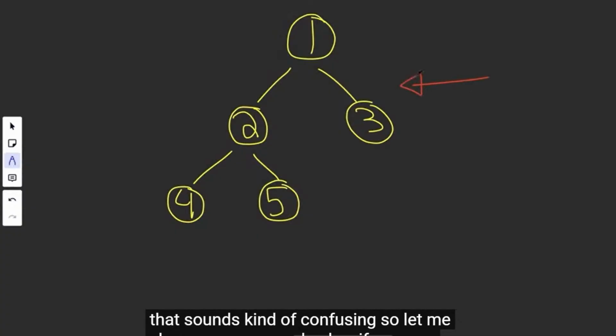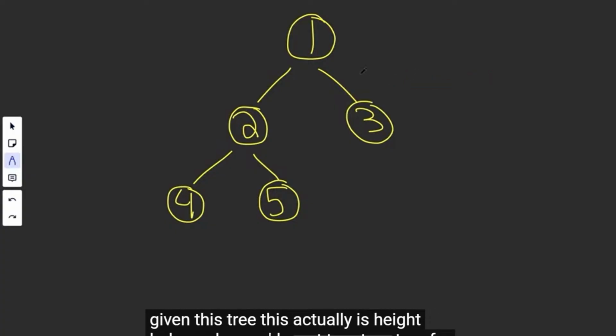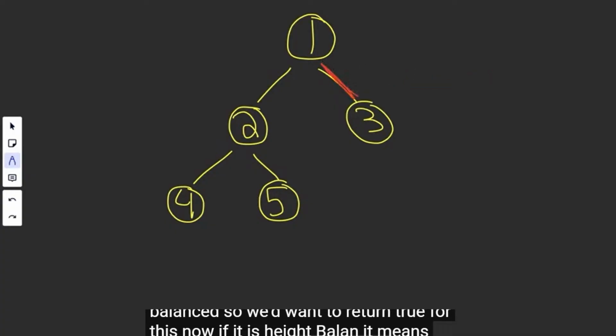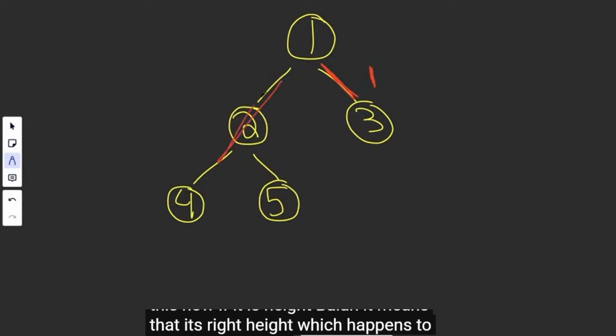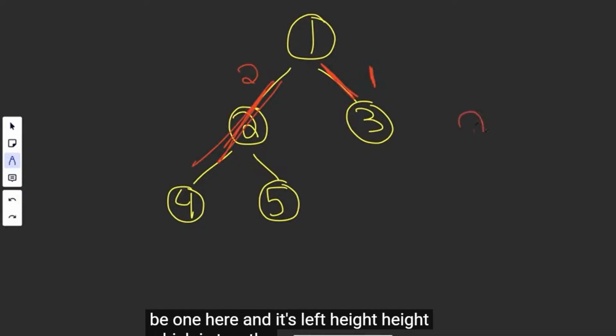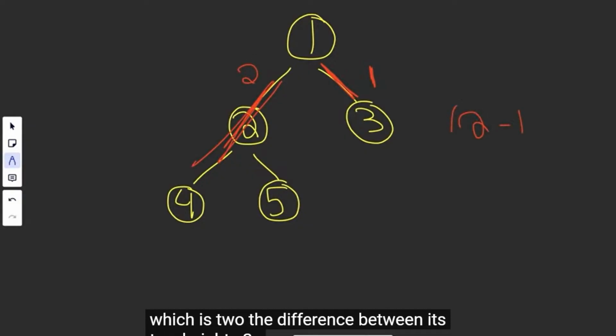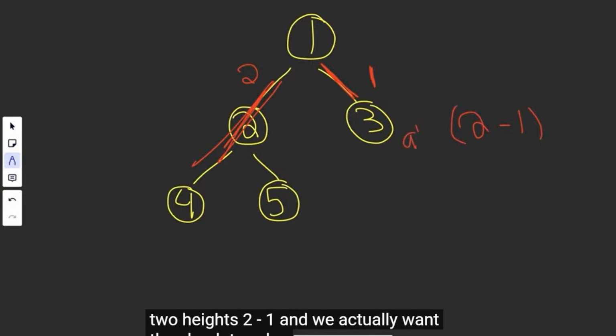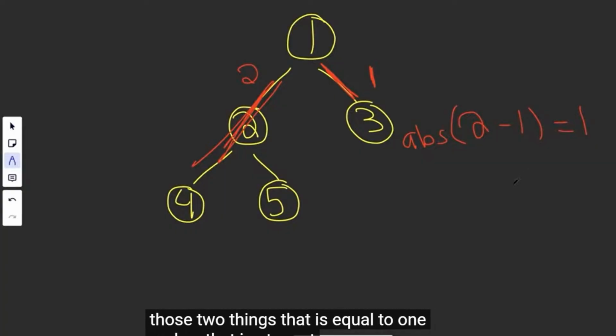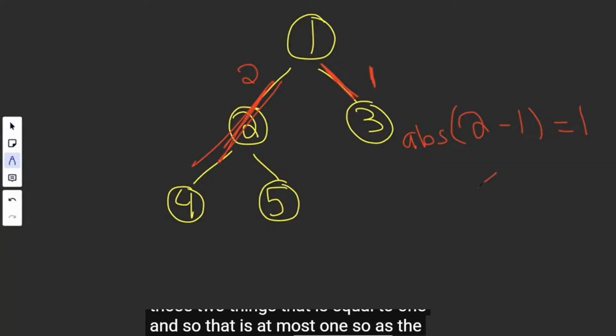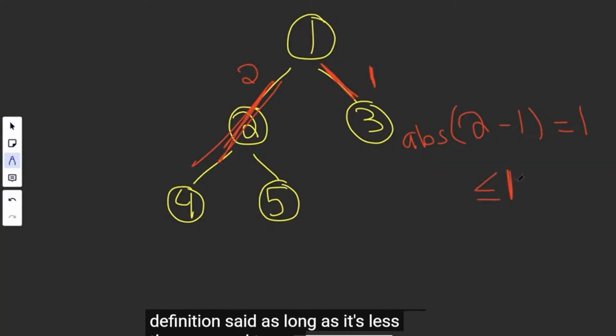Okay, if we were given this tree, this actually is height balanced. So we'd want to return true for this. Now, if it is height balanced, it means that its right height, which happens to be 1 here, and its left height, which is 2, the difference between its two heights, 2 minus 1, and we actually want the absolute value of that because we just care about the distance between those two things, is equal to 1, and so that is at most 1. So as the definition said, as long as it's less than or equal to 1, then it's good to go. Okay, but we need to check more than that.